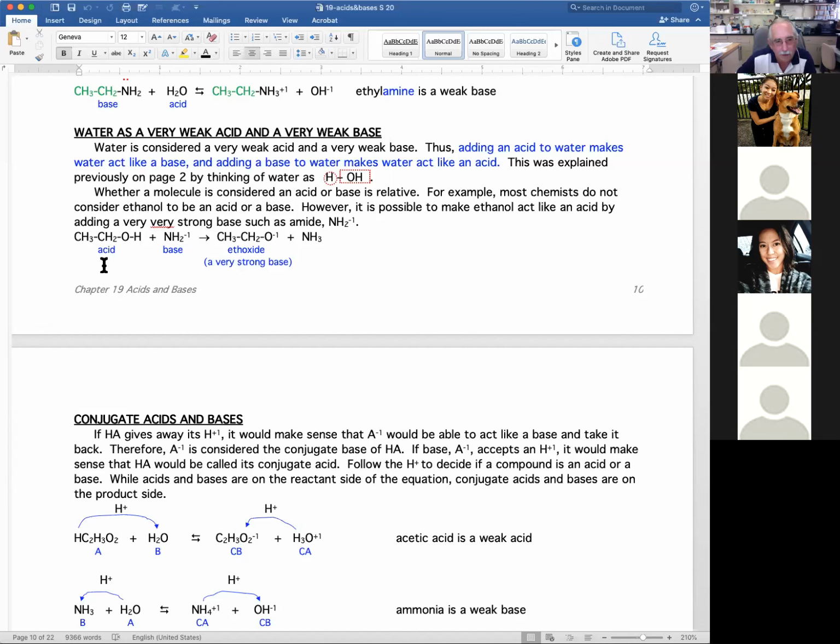So this was a very weak acid, so this is going to be a very strong base. Now I can take this ethoxide and take hydrogen almost off of anything. That's how strong it is. So my point here is that whether something's an acid or whether something is a base really depends upon what it's in the solution with.